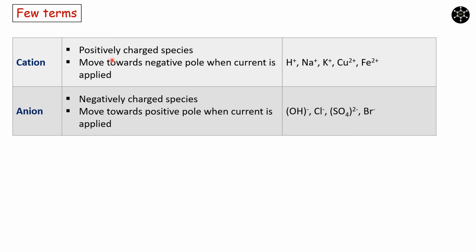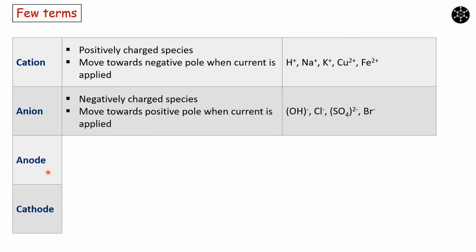Cations are positively charged species. Examples are over here. Cations move towards the negative pole when current is applied. Anions are negatively charged species. They move towards the positive pole when current is applied. Examples can be seen here.